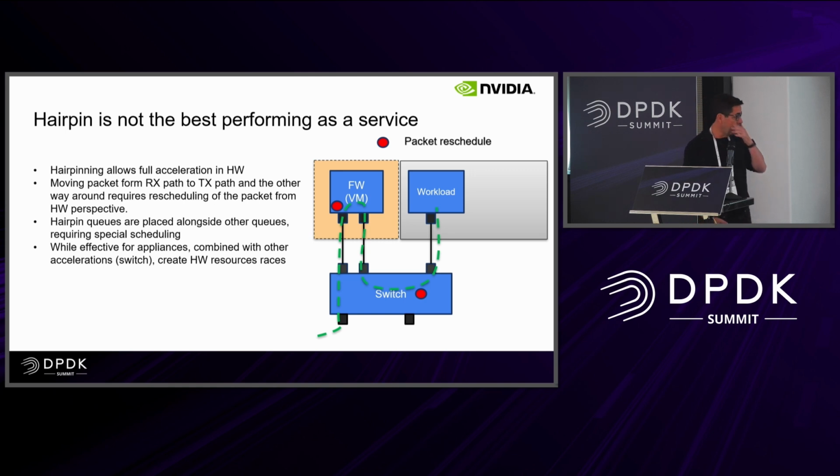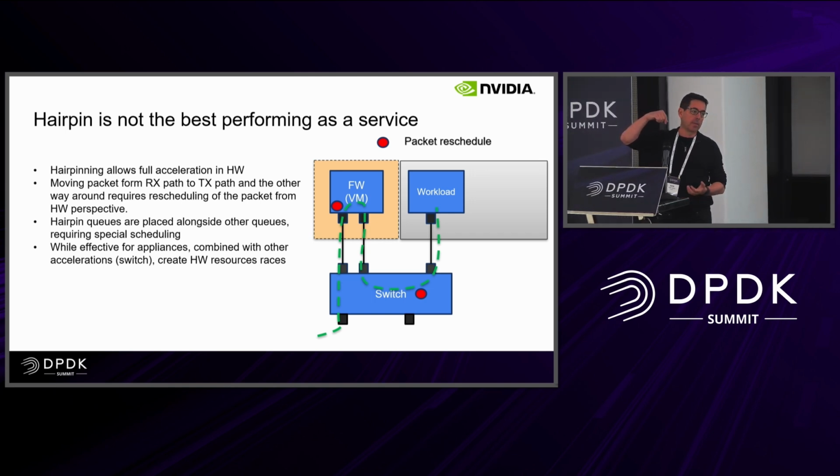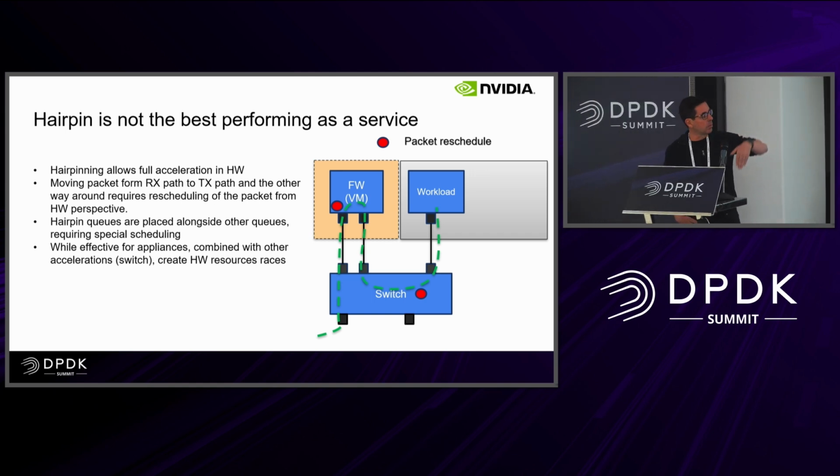Okay, why is it not the best we can do? Because when you have hairpin, you reschedule the packet. The packet came out of the hardware, and now you put it in a queue. You need to wait for the scheduler to pull it and continue the processing. And then, again, you send it to the VM. It needs to do loopback, and you put it on an RX queue. And again, it should be scheduled and be processed. So we process the packet 3 times, although the pipeline is the same.